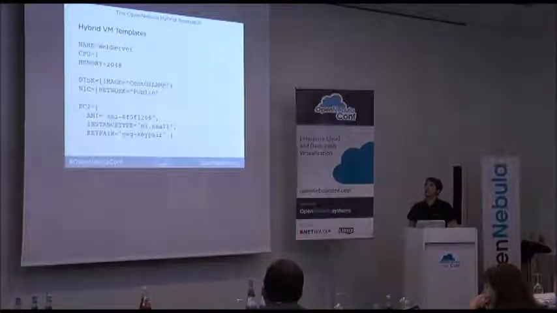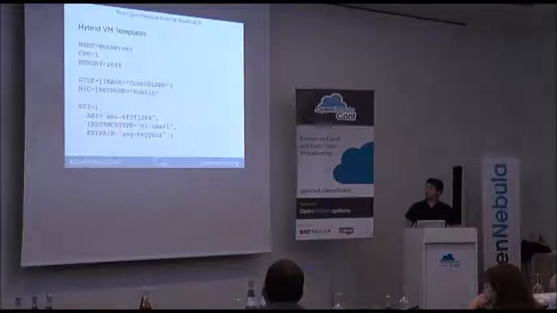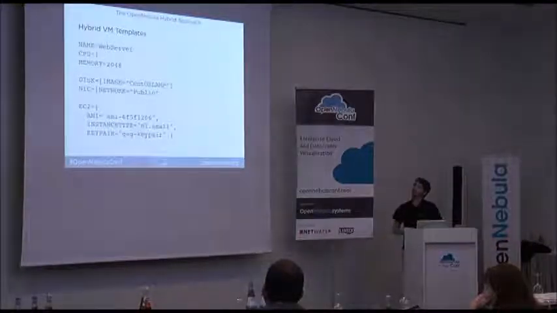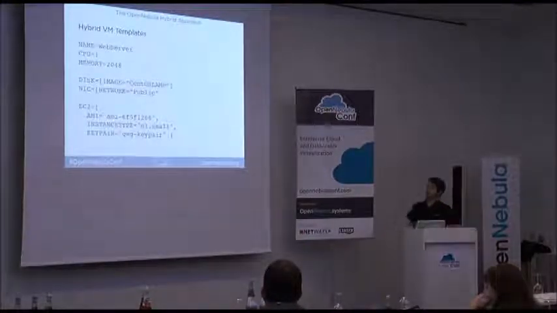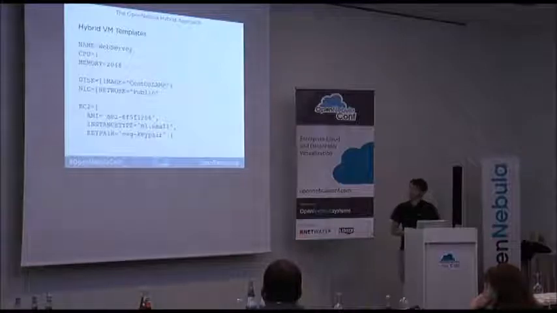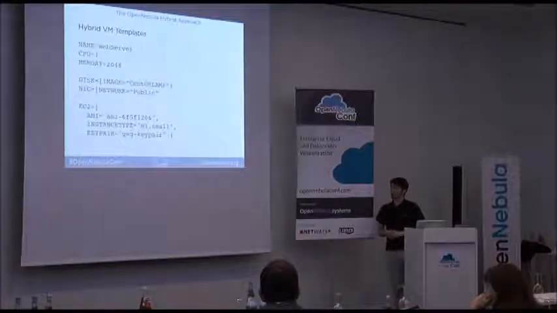Okay, so how does a hybrid template look like? As I said, you have first a section of the traditional VM template, which describes the capacity and describes the disk and the network. For instance, this is just a normal Apache web server. It has a network interface connected to a public network with a public IP address.